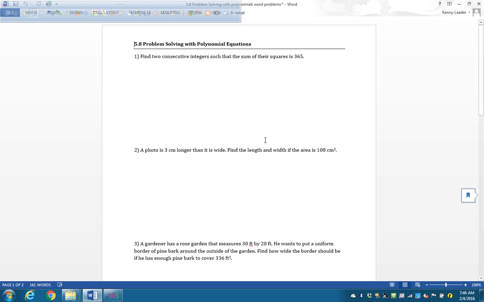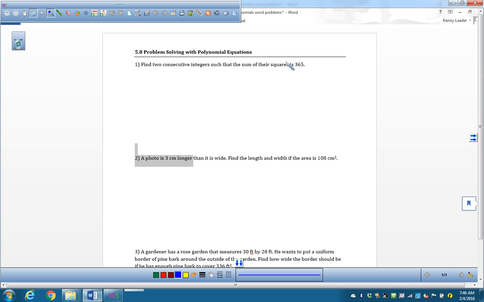We're live. Find two consecutive integers such that the sum of their squares is... I bet you've seen problems like this before. Anyone? So when you have a word problem, you really need to set up your variables first. Set up your variables. So, two consecutive integers.